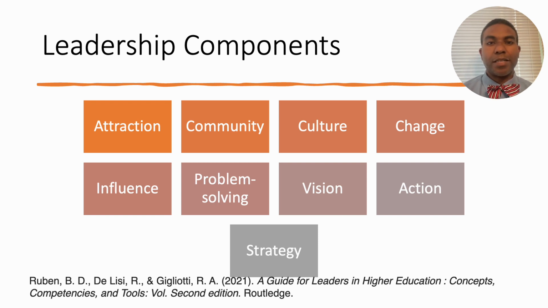So, the authors of our textbook have come up with these as some of the important components of leadership based on some of the work of others, as well as their own studies. And so, some of the different components that they find that leaders have are the ability of attraction. Other people are drawn to them. They create community. They know how to build a strong culture in their team. They are able to implement change effectively. They're able to influence others, solve problems. They can develop and articulate their vision, and they can take action on that vision, and they can build strategy around that vision in order to achieve it.